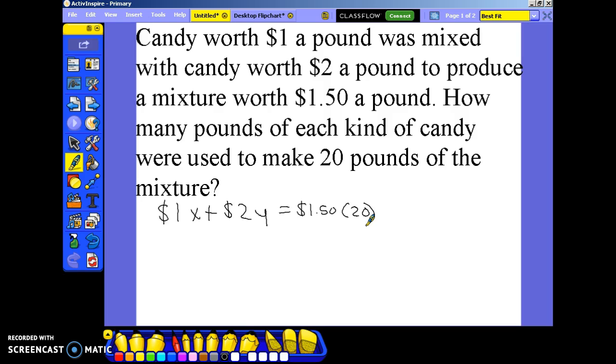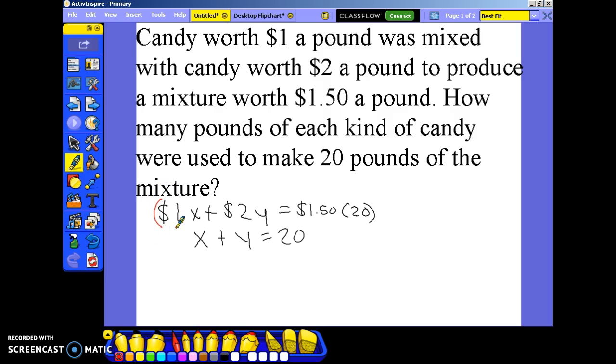So this is one equation to figure out how many pounds we use of each different type of candy. The other equation is going to be our total is 20. We don't know how much we're adding of the first candy. We don't know how much we're adding of the second candy, but we know we're getting 20 pounds of it. So we can solve this using either elimination or substitution. Since both of my x's have a coefficient of 1, I'm going to actually use elimination, but you can do it either way.